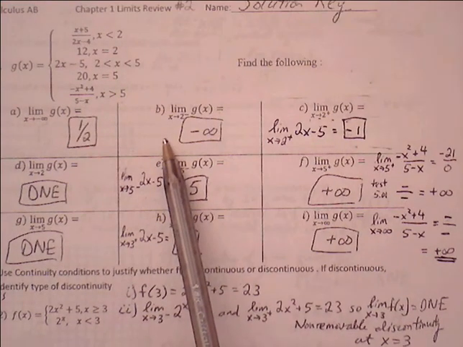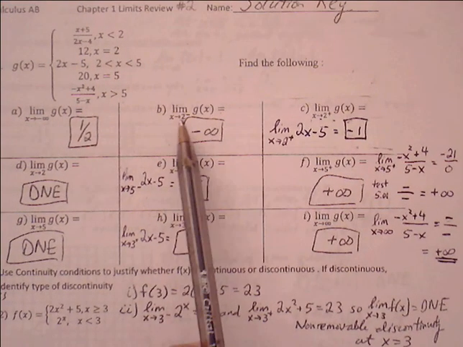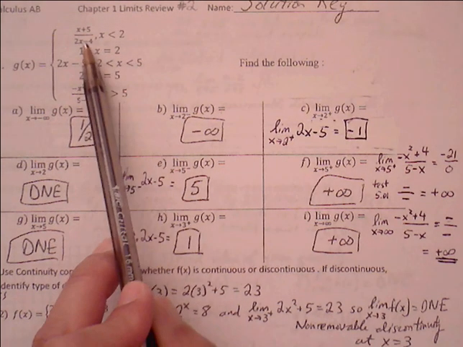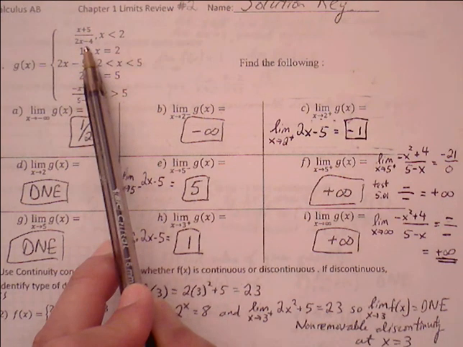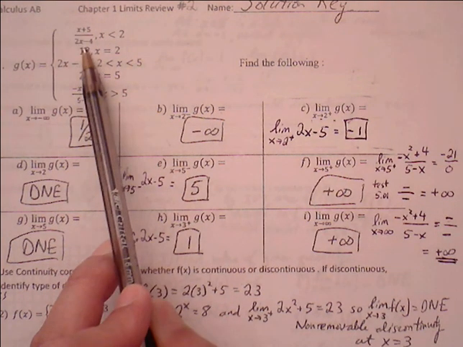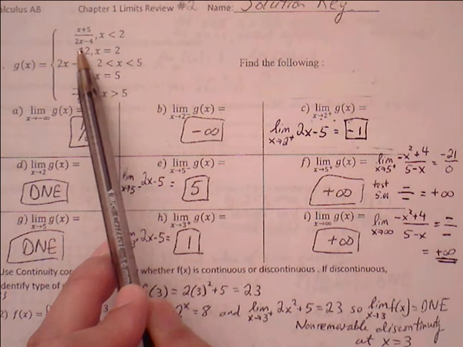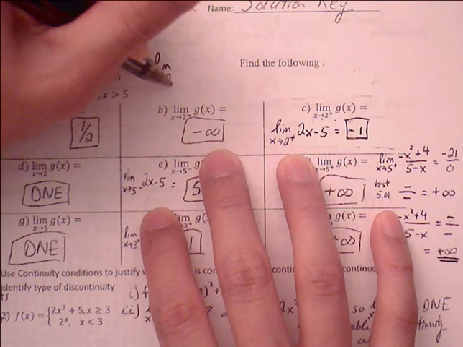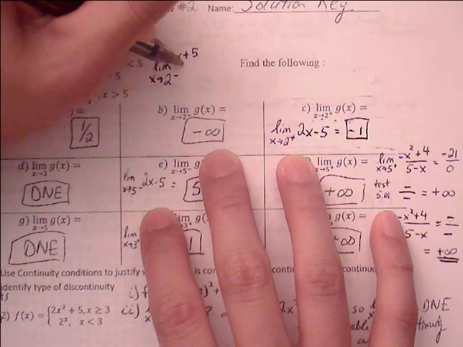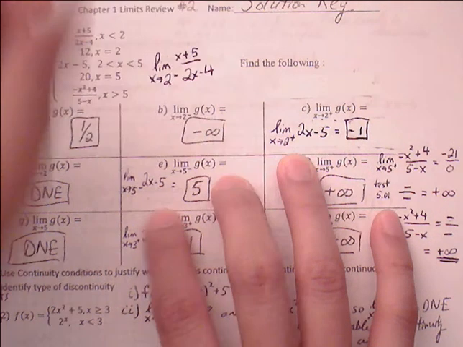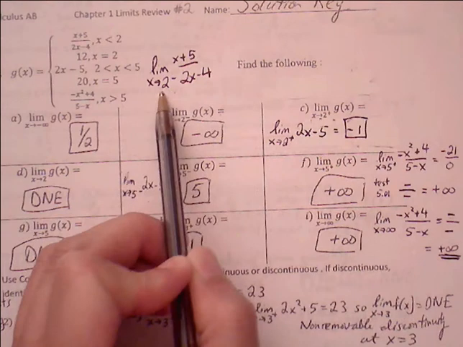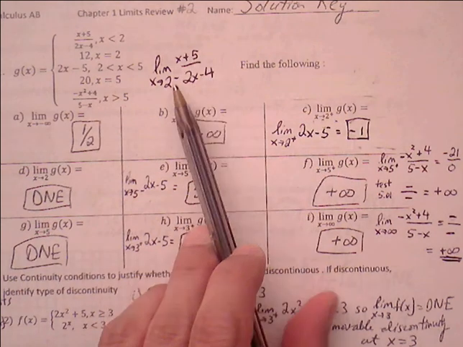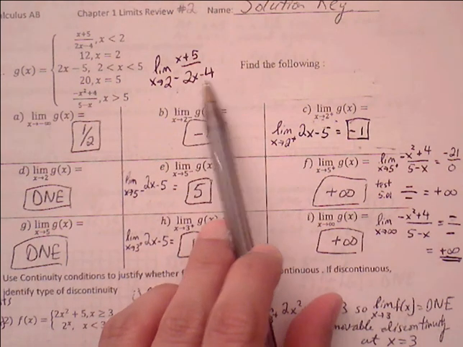Okay, part B. Limit as x approaches 2 from the left side of 2. From the left side of 2, we look at our condition here, and that matches the first one. The first thing we do is plug 2 into the expression, our target x value. If we plug in 2, we get 2 plus 5, which is 7. Plug in 2 into the denominator, we get 4 minus 4, which is 0.